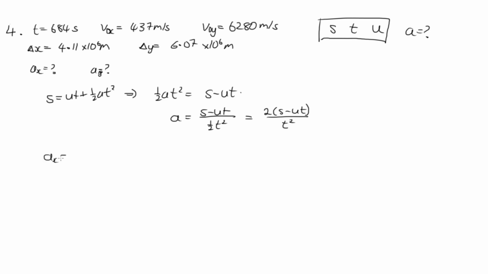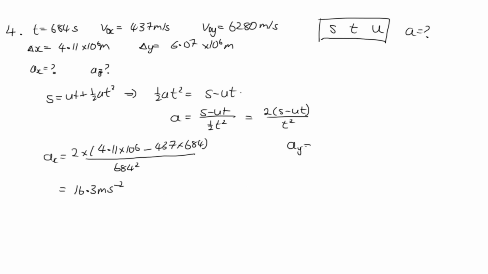So a of x is equal to 2 times the displacement in the x direction, which is 4.11 times 10 to the 6, minus u of x, which is 437, times t, which is 684, all divided by t squared, which is 684 squared. So solving that one on the calculator, we get 16.3 meters per second per second.